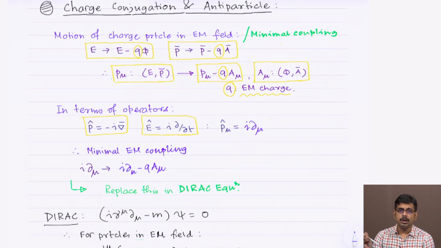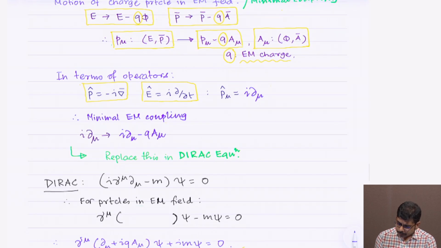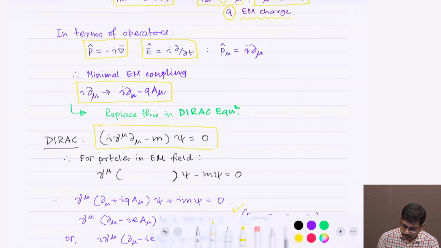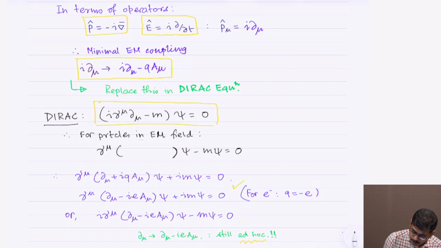Now, we will do a more rigorous exercise later to find out how this interaction can be built between electron and photon, but for the time being we are just bringing in this interaction in an ad hoc manner. What we are going to do is replace this i∂^μ by i∂^μ − qA^μ in the Dirac equation. So, what was the Dirac equation? The Dirac equation was (iγ^μ∂_μ − m)ψ = 0. Now, if you replace i∂^μ with i∂^μ − qA^μ, then this becomes (iγ^μ(∂_μ) − qA_μ) ... ψ, right.